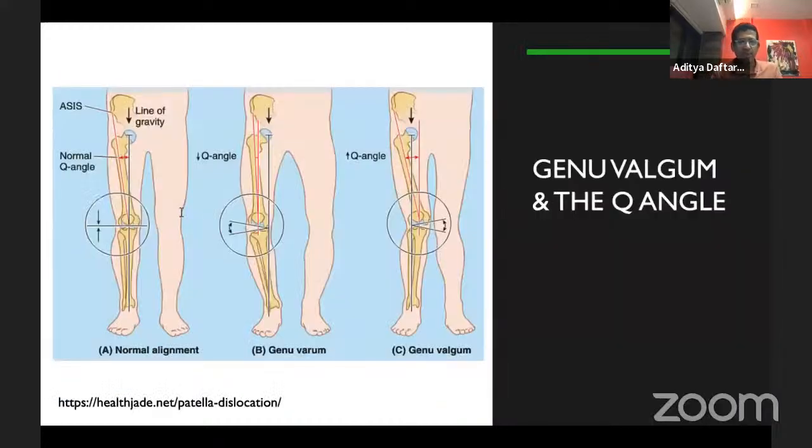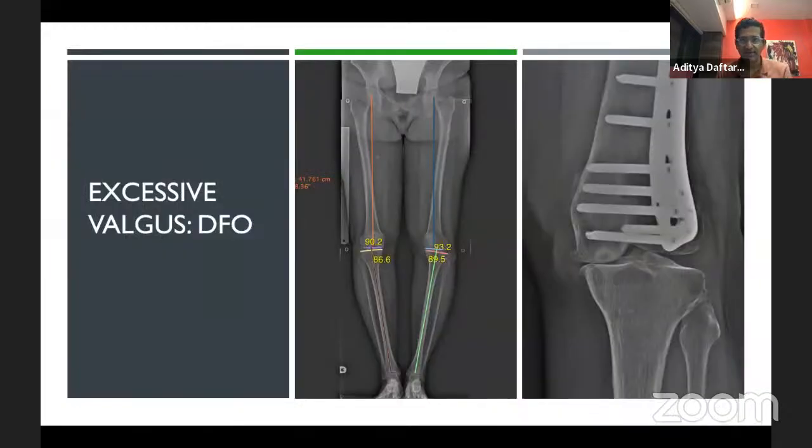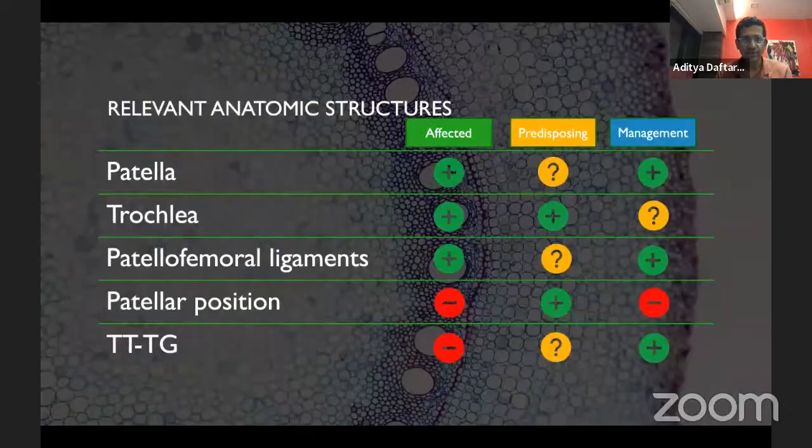Now, the other things that we look at obviously are genu valgum and the Q angle. In order to do this, one has to actually take a fairly large image on CT. But I think these are probably better assessed on standing scanograms than doing CTs. That's what I would recommend, and that's what at least the orthopedic surgeons in our practice use. So again, if you have extensive valgus, somebody can consider a DFO for that.